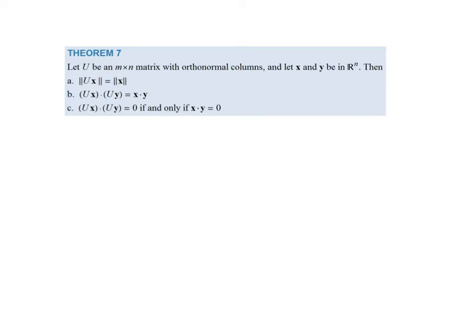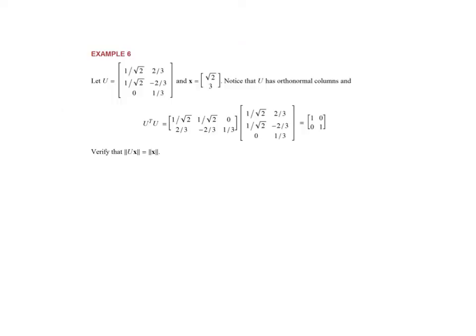The dot product, X and Y. Ux dot Uy is equal to 0 if and only if the dot product of X and Y is equal to 0. So just a little theorem, some properties that we may encounter as we go through the homework on this section. And finally, we get to an example where we verify a property from the previous theorem, and it's this one right there.